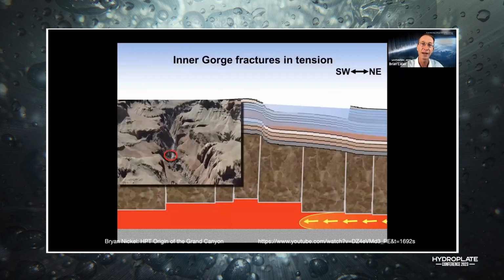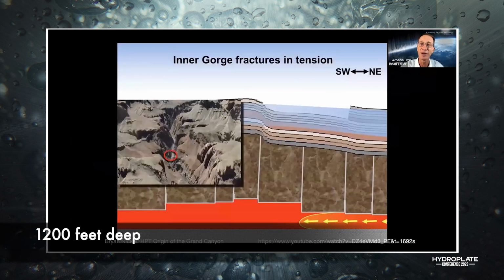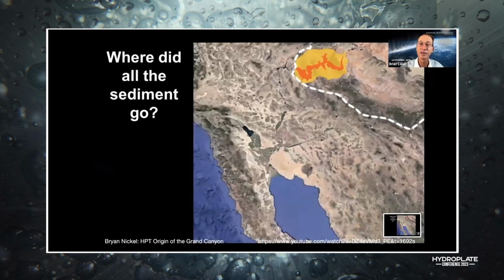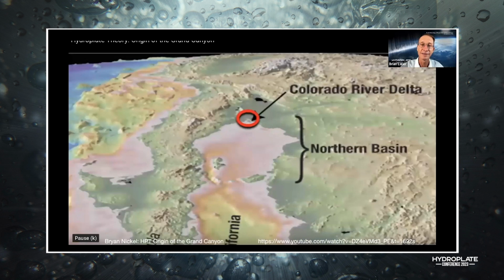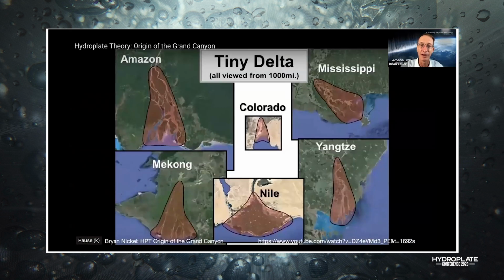Okay, and bulging and cracking, and that thing's 1,200 feet in certain places, and it was just a tension crack. Okay, where'd all the sediment go? That's what that little kid asked the guy, and he's haunted him the rest of his life. Well, there was a lot of water. It's not in the delta. The delta is way too small. You don't have 800 cubic miles of water in the delta.